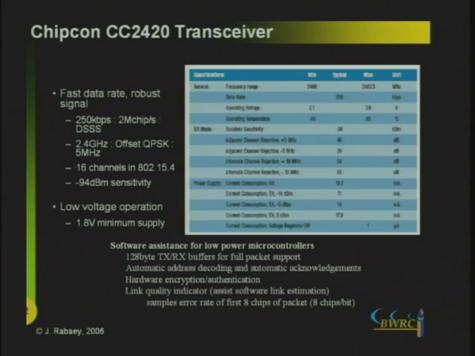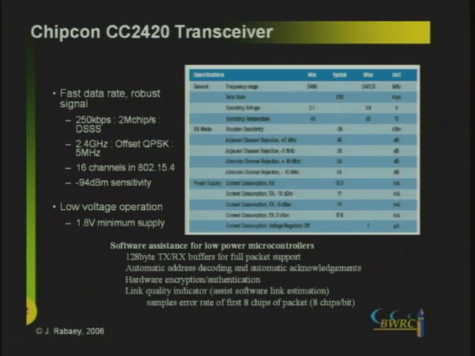So here's an example of one of the most successful 802.15.4 radios. It was built by a company called Chipcon, which is now Texas Instruments. It was a Norwegian company, and was recently, about half a year ago, bought by Texas Instruments. This is a 2.4 gigahertz radio. Basically it gives you 250 kilobits per second, direct sequence spread spectrum at 2 megachips per second, 16 channels, 1.8 volt supply.